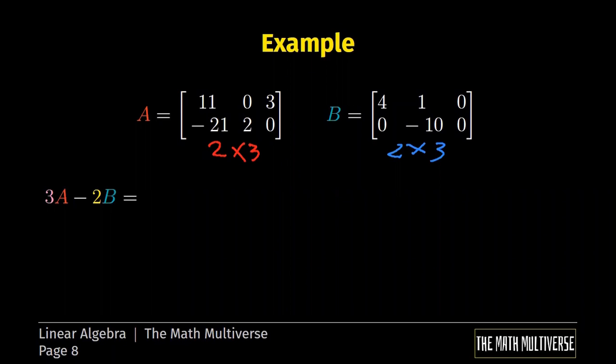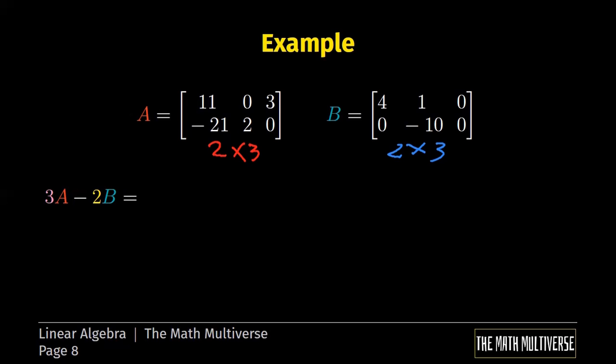Can we make it? Can this make sense? Yes, it does make sense. Why? Because 3A is something that we computed in the previous video, when we talked about scalar multiplication, the multiplication of a matrix by a scalar. A scalar is a real number. Minus 2 times B is the same, so we can compute it as well. And then there is the sum between 3A and minus 2B.